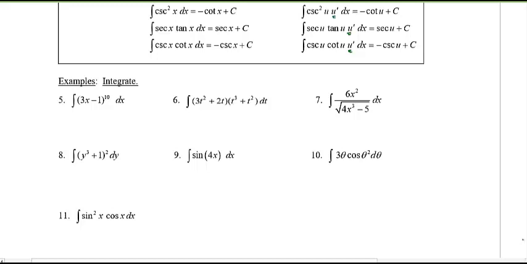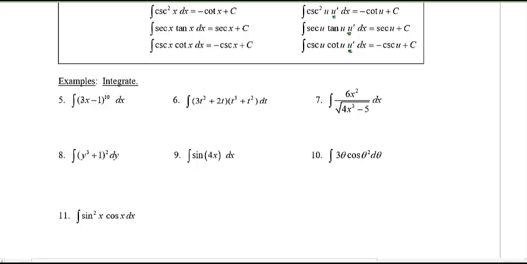Okay? So number five. Our inside function, if you think about it, is this thing in the bracket, the 3x minus 1. So if that's my u, then I need to find my u prime, or the derivative of that inside function. And that derivative of the inside function would be, in this case, the number 3. But do you actually see a 3 there that I can remove?